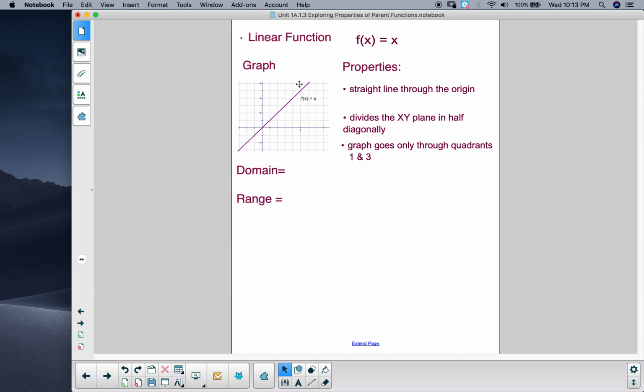So the way the quadrants are numbered, this is the first quadrant, second, third, and fourth. And f of x equals x only passes through 1 and 3. Okay, what is the domain and range for this particular function? Well, the domain is x can be any real number, so x belongs to the real numbers. Again, y can be any number on the number line, right? So it has all values from negative infinity to positive infinity on this line. So y also belongs to the real number group. So y is also a real number.